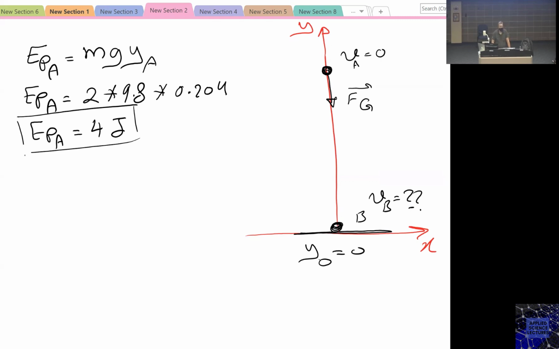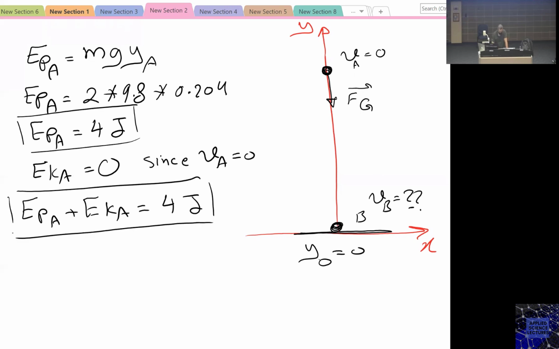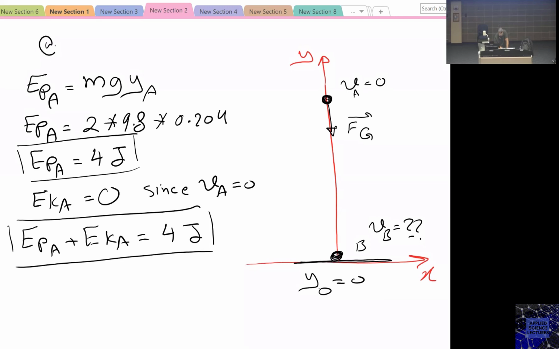What is EKA? What is the kinetic energy at point A? 0. Why? Because the speed at point A is 0. Then EKA is 0, since VA is 0. Now, if I take EPA plus EKA, the result would be 4 joules. So this is at point A.